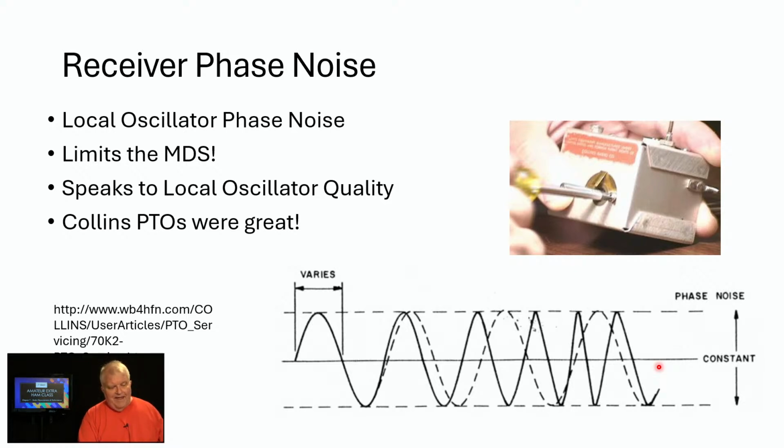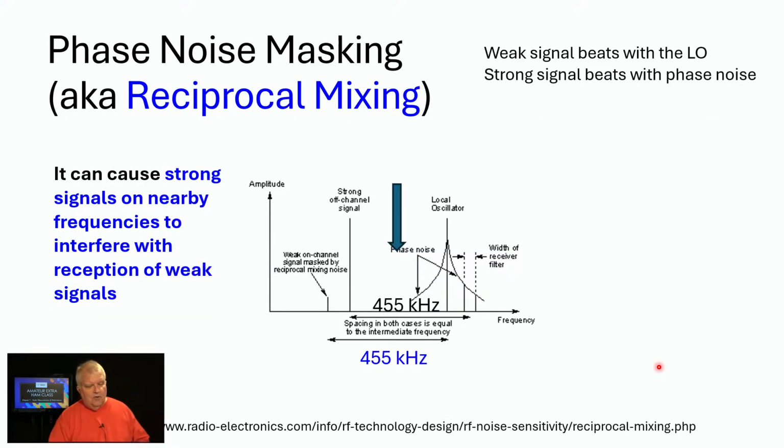A problem with phase noise in a receiver can be called reciprocal mixing or phase noise masking. And what happens, and you may have to look real close here on this one. In fact, I've got to put my glasses on. But here we have our local oscillator signal, all right? And here's our desired signal that we want to receive. See it down there? It's not very weak, not very strong. And so the difference between is 455, here down below, 455, all right?